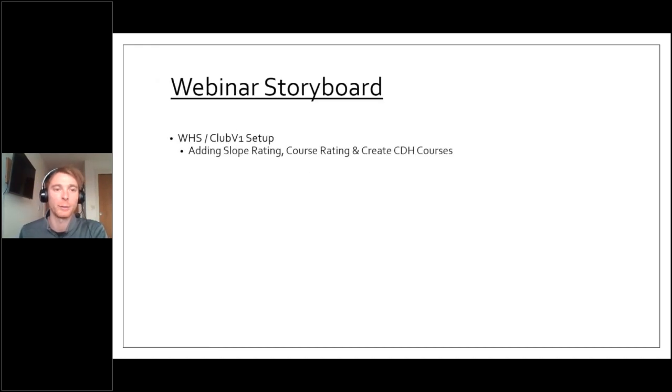To start with, we're going to be looking at ClubV1 setup and getting your ClubV1 system ready for WHS. So we're going to be looking at adding slope ratings and course ratings into your course cards. And then we're going to be linking your CDH courses that you've created in ClubV1 to the courses that are in the WHS platform. We'll also be covering how to enable casual rounds through PSI systems and casual rounds through MSI or How Did I Do.